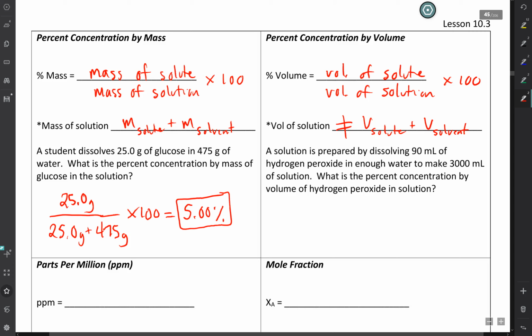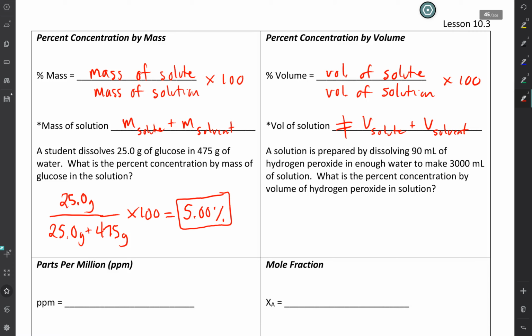Unlike masses, volumes are not additive. This may seem kind of strange, but if you take, let's say, 100 milliliters of water and 100 milliliters of rubbing alcohol and you mix them together, common sense would tell you that you should have 200 milliliters of solution. Surprisingly, that is not what happens.